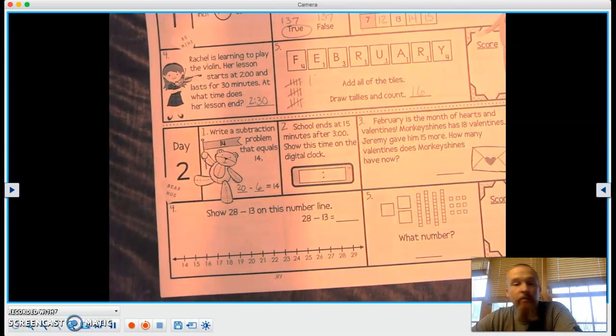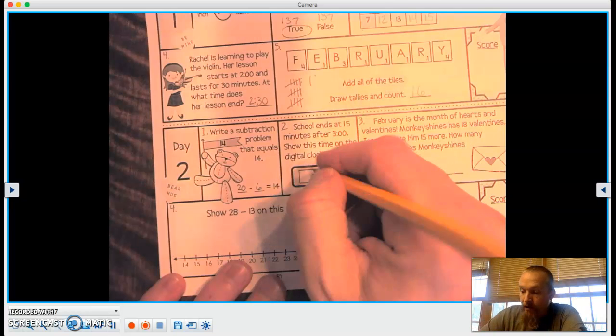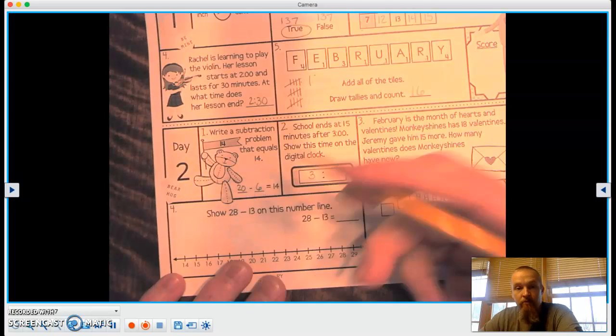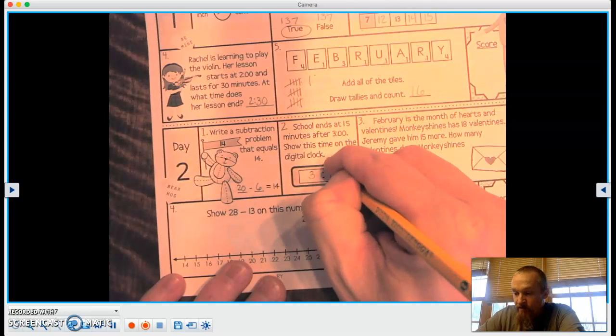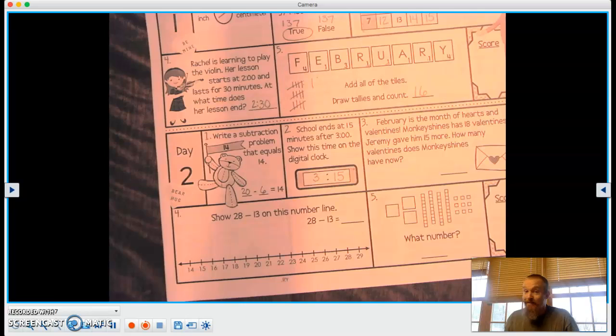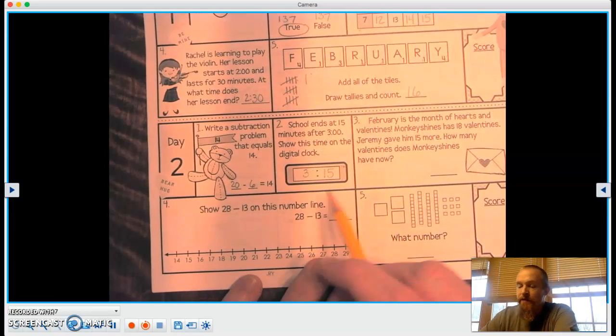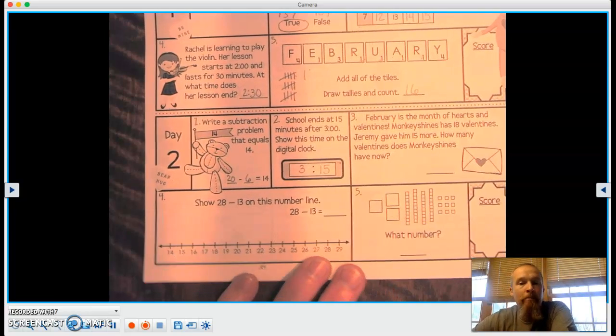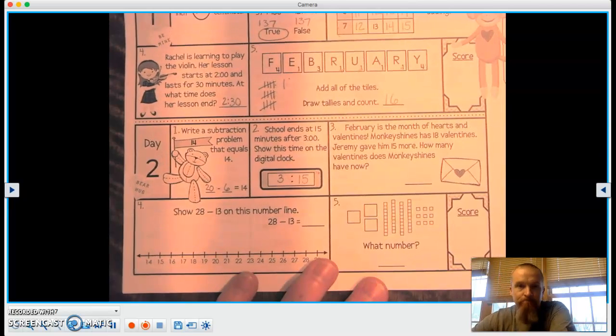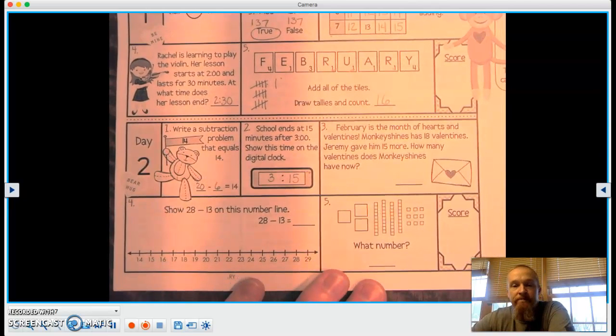All right. Number 2. School ends at 15 minutes after 3, or a quarter after 3, if you've ever heard of that, quarter after. Show this time on the digital clock. So 15 minutes after 3. Well, it has to be after 3. So 3 what? Well, 15 minutes. 3:15. It says 15 minutes right there. So it is 3:15. That's also known as a quarter past, or a quarter after.